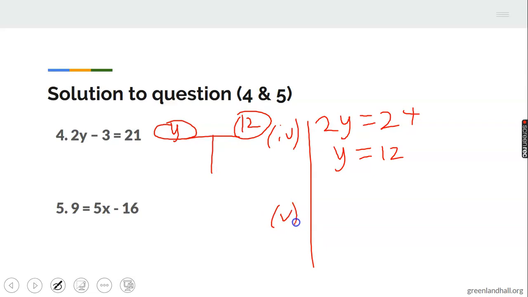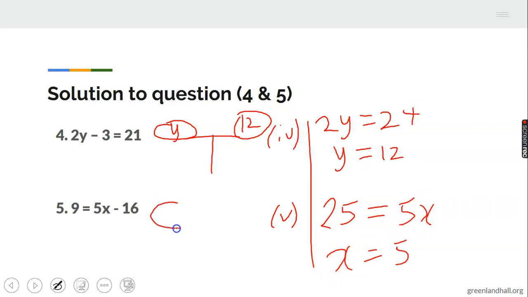The last question. 9 equals 5x minus 16. Add 16 to both sides. That will be 25 equals 5x. That means x equals 5. So this is x and this is 5.